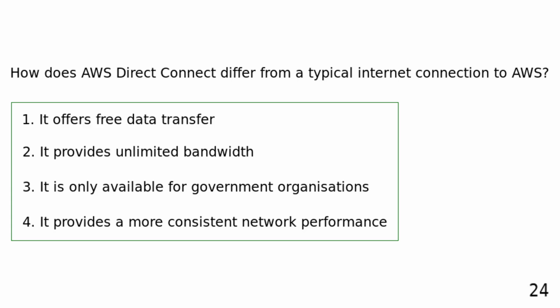How does AWS Direct Connect differ from a typical internet connection to AWS? It offers free data transfer. It provides unlimited bandwidth. It is only available for government organizations. It provides a more consistent network performance.